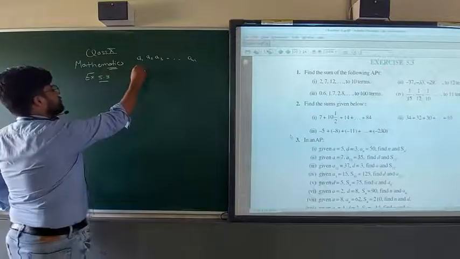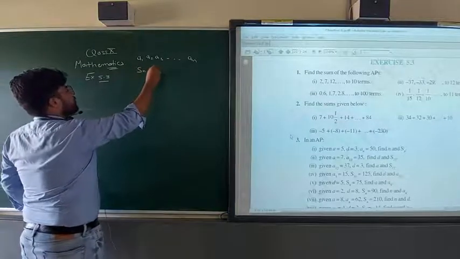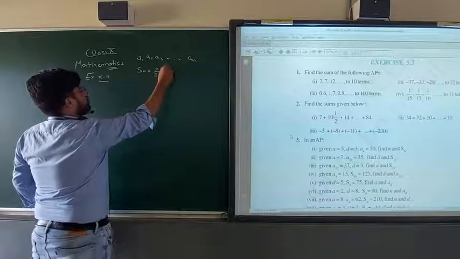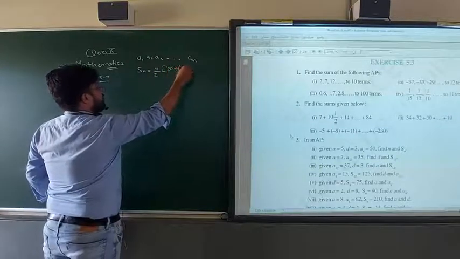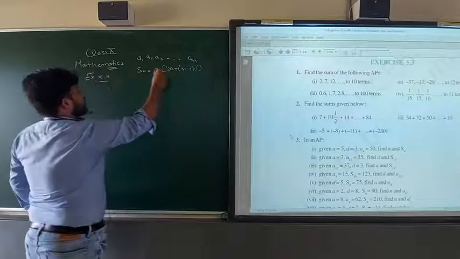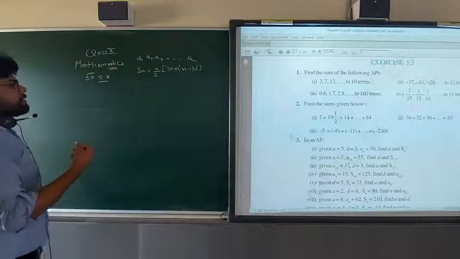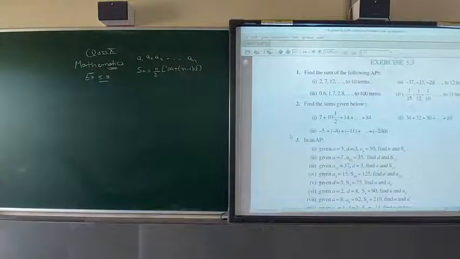The simple formula for that is Sn equals n upon 2 times (2a plus (n minus 1) d), where n is the number of terms, a is the first term and d is the common difference. So using this formula you can find the number of terms.